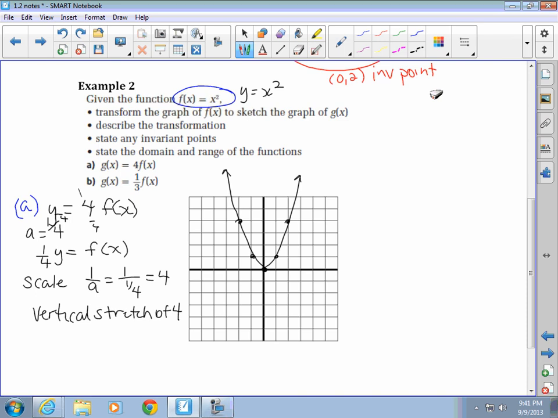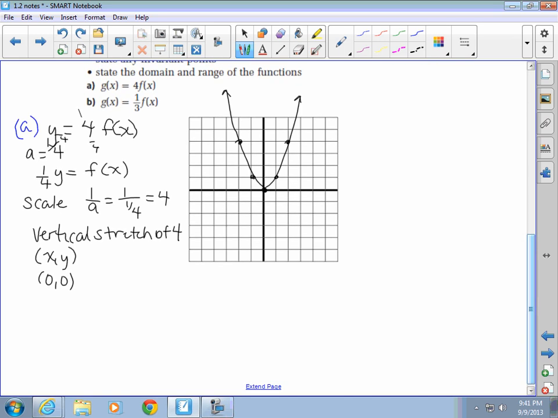Of 4. So that means our original xy coordinates, which would be 0, 0, 1, 1, and 2, 4, that's all as far as I could plot on there, would change to (x, 4y). So this becomes 0, 0 here, 1, 4, and 2 and 16, which I won't be able to draw on there.